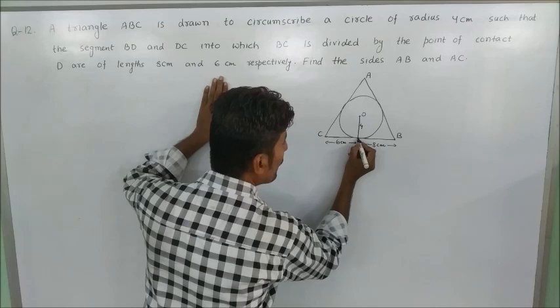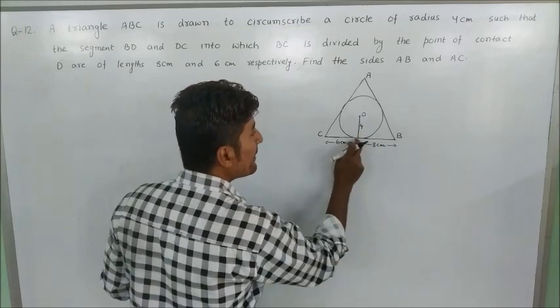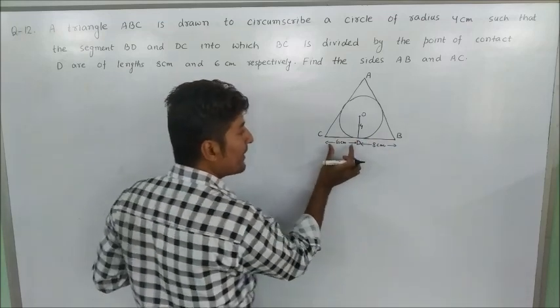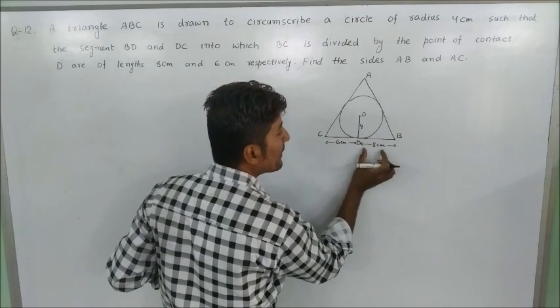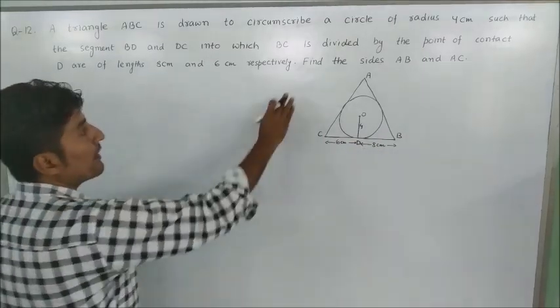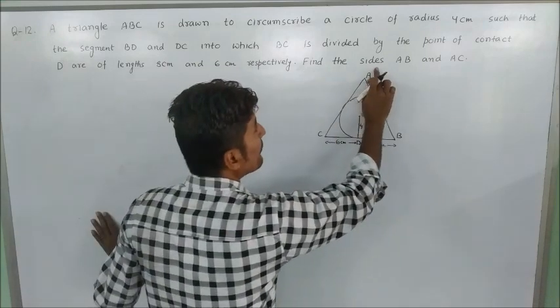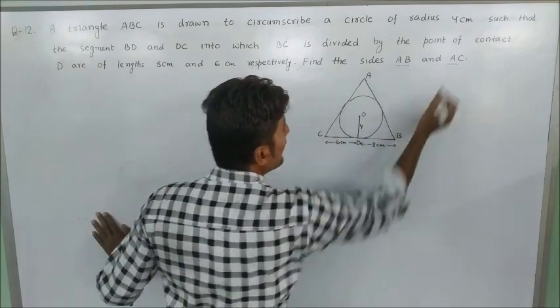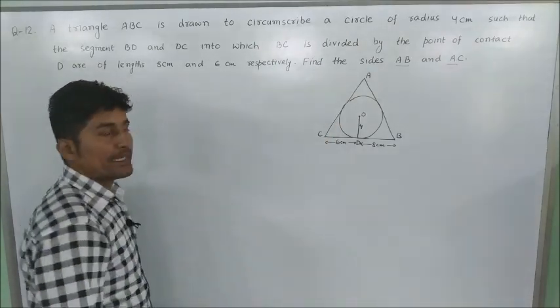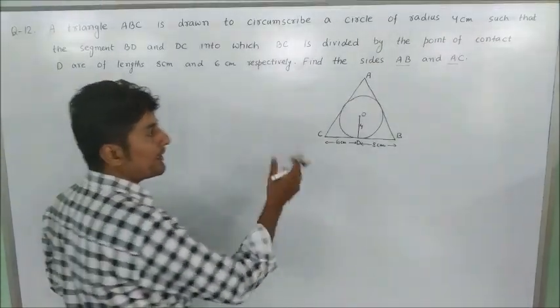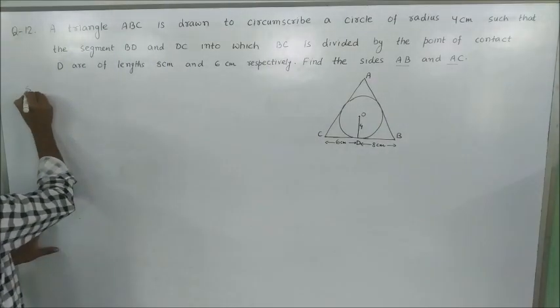This is the point of contact of the circle. This point is dividing BC into two parts. C to D is given 6 cm, while B to D is given 8 cm. Then we have to find the measurement of sides AB and AC. Measurement of AB we have to find out, and measurement of AC also. So let us see how to solve this question.